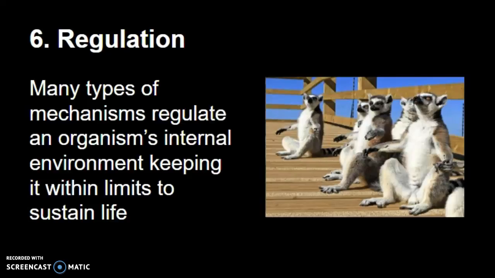Regulation. Many types of mechanisms regulate an organism's internal environment, keeping it within limits to sustain life. So we have this picture of the lemur here, and the lemur is sitting out in the sun because it's trying to regulate its body temperature. So while we regulate our body temperature through our nervous system, other organisms who are cold-blooded must regulate it through external factors. So knowing how to regulate is still a type of regulation.